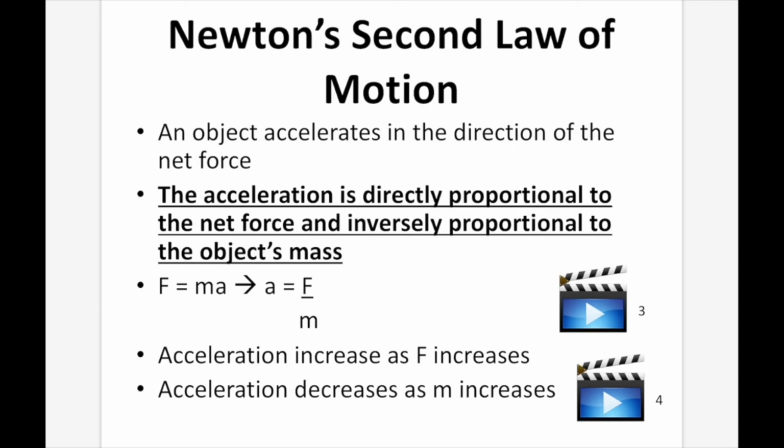Newton's second law of motion. An object accelerates in the direction of the net force. The acceleration is directly proportional to the net force and inversely proportional to the object's mass. So the acceleration is going to be equal to the force divided by the mass. So if I increase the force, I'm going to equally increase the acceleration.